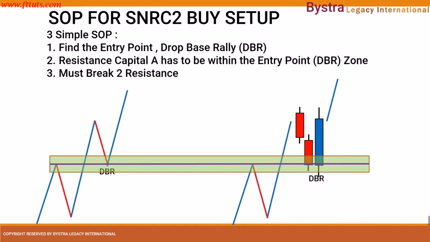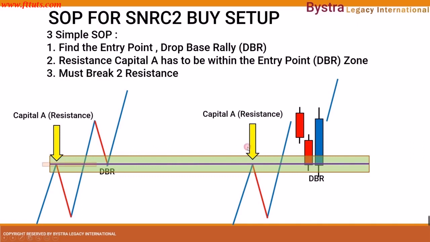Most important part here is that we need to know that this capital A or this resistance here must be aligned together with the drop-based rally. As you can see, this is aligned together with the drop-based rally. So here we can see the capital A, which is the resistance.